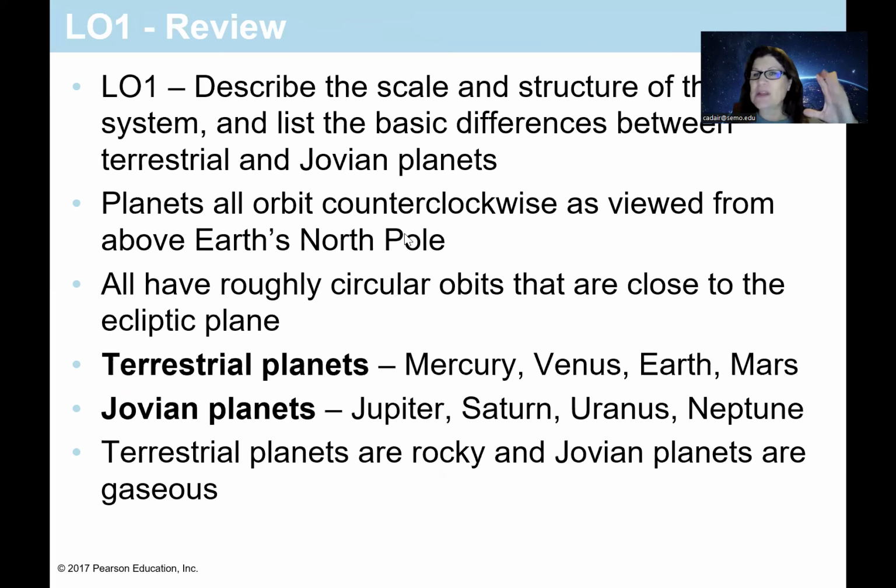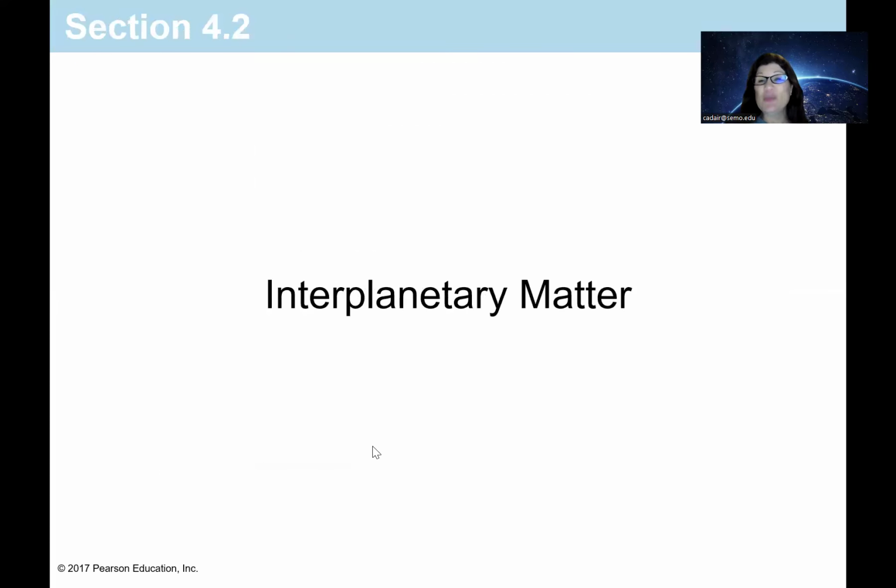So this is that 3D thinking. If you think of the sun in the center and you're looking down on the sun, they go counterclockwise. So if you think of the sun in front of you and 12 is the top, they go to 11 kind of thing. All of them have roughly circular orbits, as we talked about before, and they're pretty close to the ecliptic plane. Terrestrial planets are rocky and Jovian planets are gaseous. So there we go. Okay, interplanetary matter.